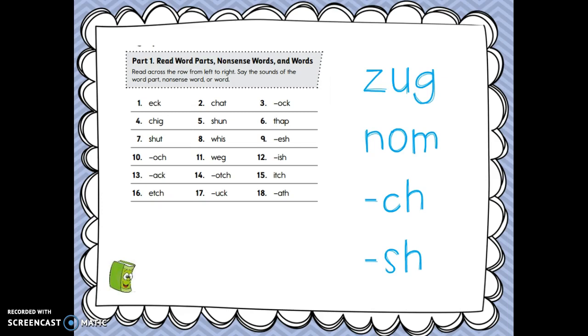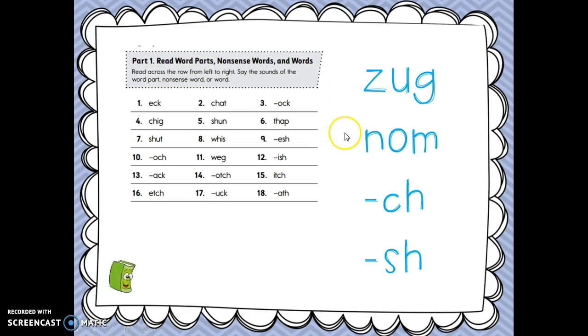In the first part, you're going to read word parts, nonsense words, and words. You'll read across the row from left to right, say the sounds of the word part, nonsense word, or word. So I've got some examples over here that are not on the checkpoint to work through with you, and we're going to practice reading these.